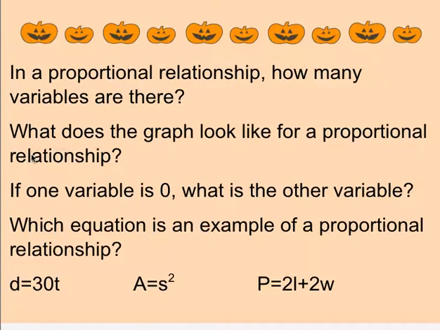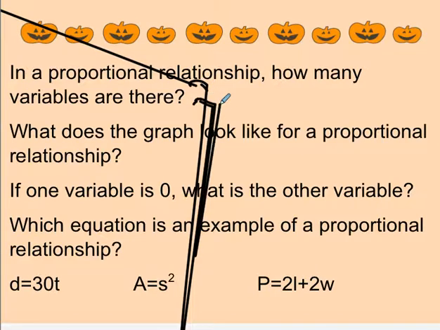Also, in a proportional relationship, how many variables are there? Well, if we think about our equation, we know that we have y equals kx. Well, k is the constant. That's not really a variable. But y and x are variables. So, in a proportional relationship, we have 2 variables.